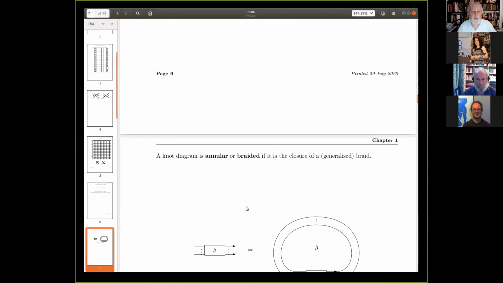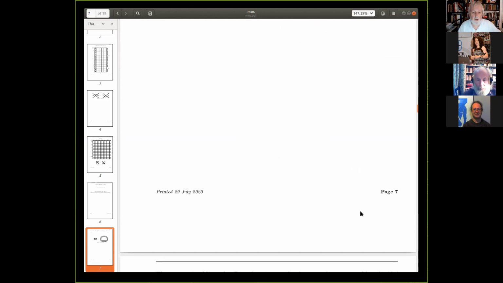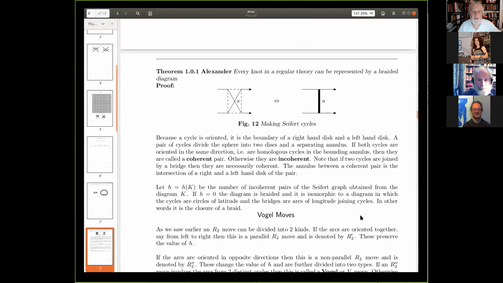So where do we get to? A knot diagram is annular or braided if it's the closure of a generalized braid. Here's a generalized braid. I think you can guess what a generalized braid is. It looks like an ordinary braid, except it's got different types of crossings according to the theory. And you can close this up and make a knot in the theory. Here we have the Alexander theorem: every knot in a regular theory can be represented by a braided diagram.